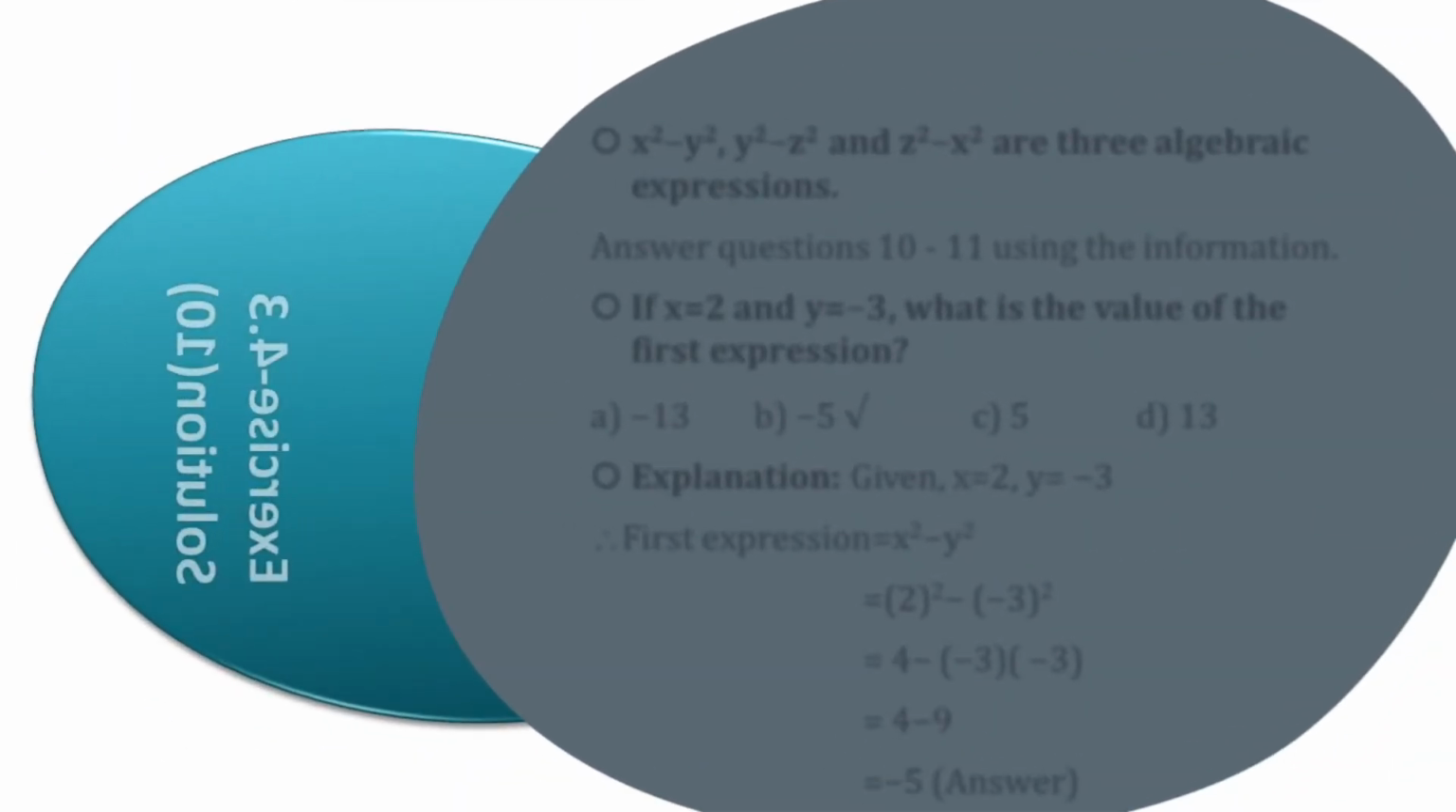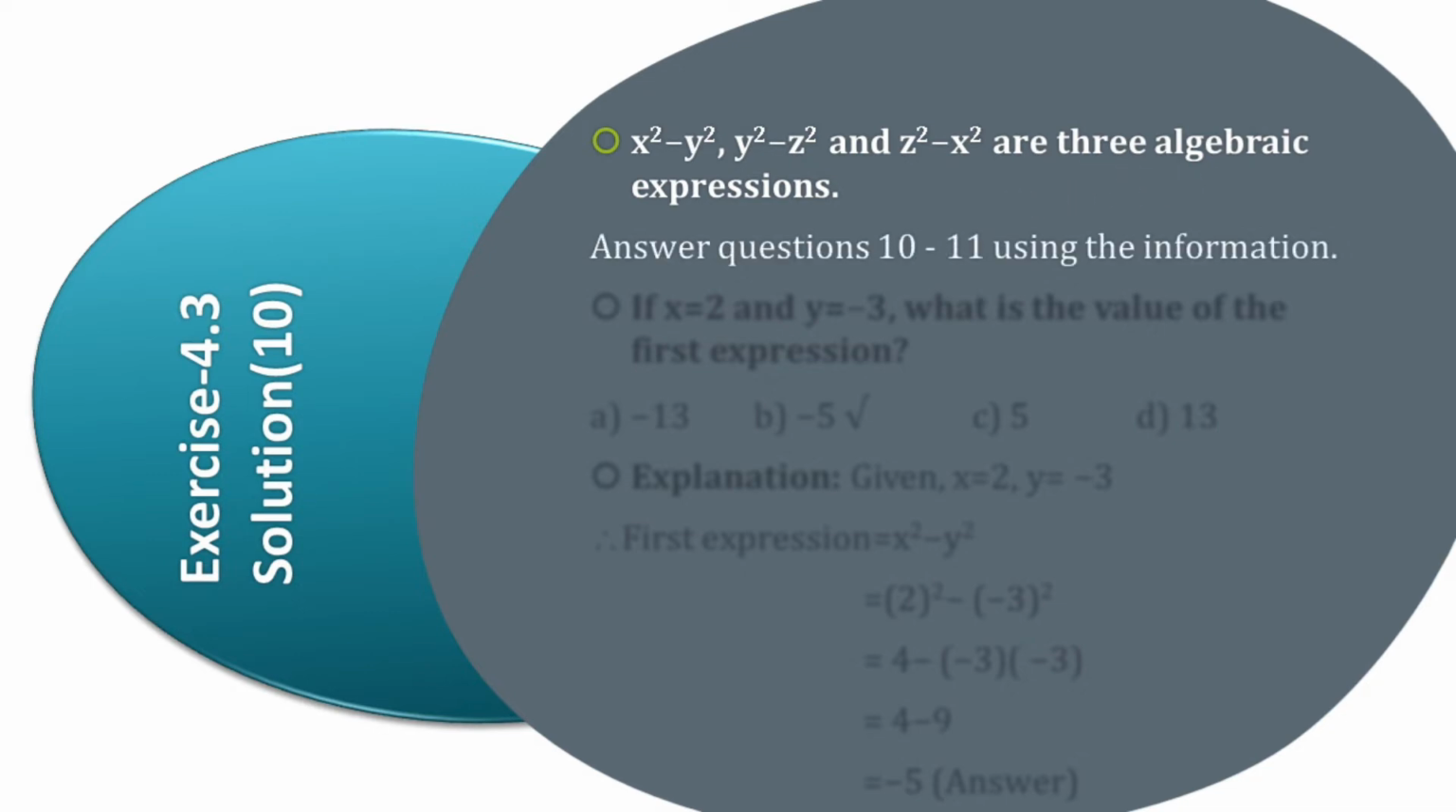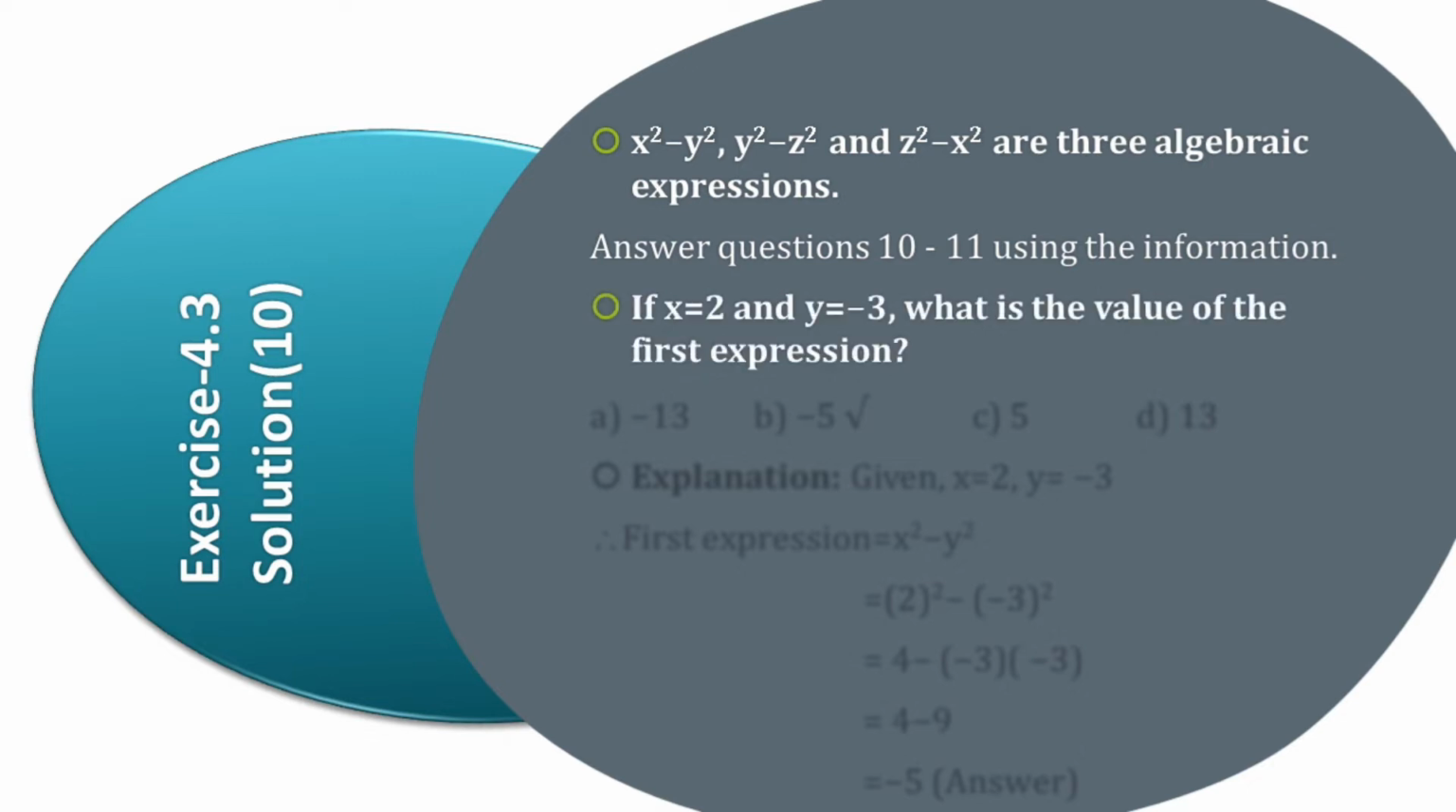Now solution number 10. x square minus y square, minus z square, and z square minus x square are three algebraic expressions. Answer questions number 10 to 11 using the information. The first one is, if x equals 2 and y equals minus 3, what is the value of the first expression, my dear? These are the options and minus 5 is the answer.